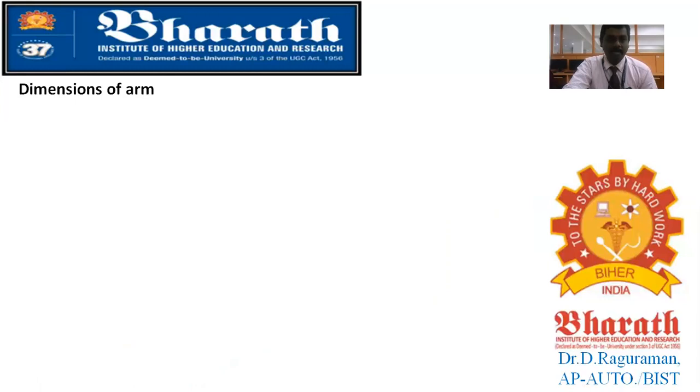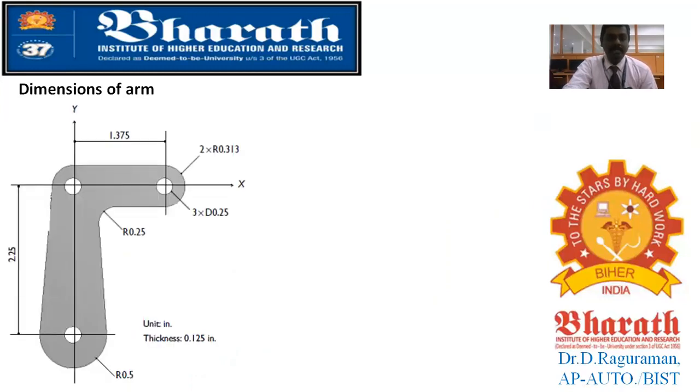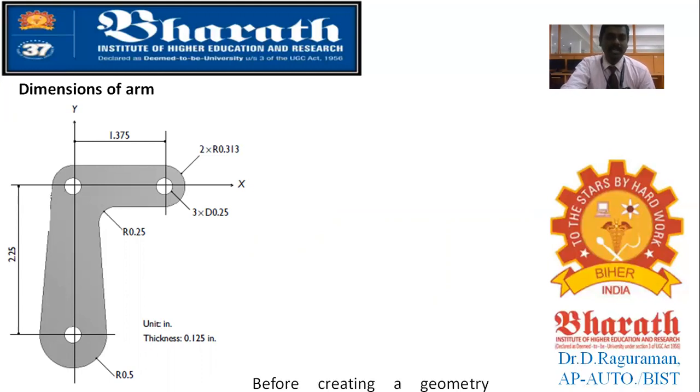Once you know the dimensions, which are manually created using engineering drawing concepts, you will have the dimensions of the arm. It is a two-dimensional drawing, and its thickness will be known. See here, the thickness is given, in inches. The thickness is 0.125 inch. Once you know the dimensions of the arm, you draw it in SolidWorks. Then you include the thickness by means of an extrude command, so that you can convert it into a 3D geometry. First you create a 2D geometry, then we will see the 3D geometry.